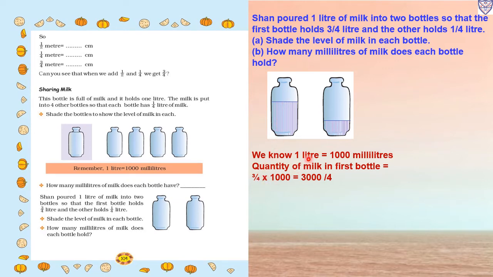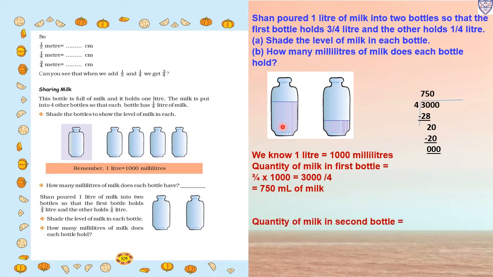So 1 liter equals 1000 milliliters. So 3/4 multiplied by 1000. 1000 multiplied by 3, we will get 3000. Now we will divide by 4. So first we will take 2 digits, 30. In the 4 table, when 30 will come, we will take 4 sevens are 28. So 30 minus 28 we will get 2. Then we will carry down 0. It will become 20. So 4 fives are 20, and the other 0 also we will carry down. So in the quotient we will write 0. So that is 750 milliliters of milk in the first bottle.